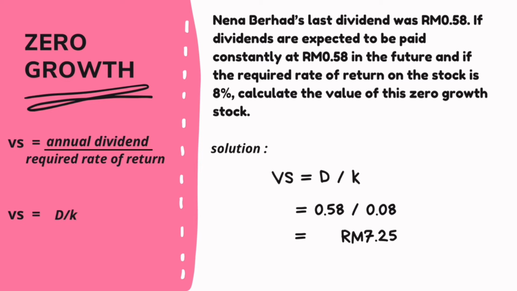Let's take a look at this question and how to solve it. Nina Berhad's last dividend was 58 cents. If dividends are expected to be paid constantly at 58 cents in the future, and the required rate of return on the stock is 8%, calculate the value of this zero growth stock. So, the solution is 58 cents, which is the annual dividend, divided by 0.08, which is the 8% required rate of return, and we get 7 ringgit 25 cents.